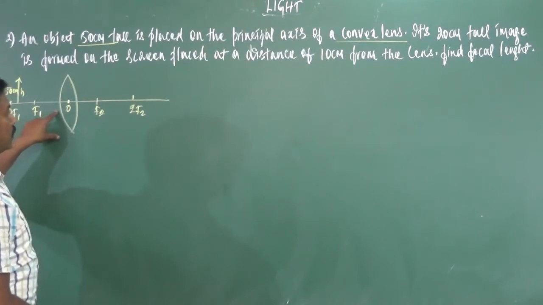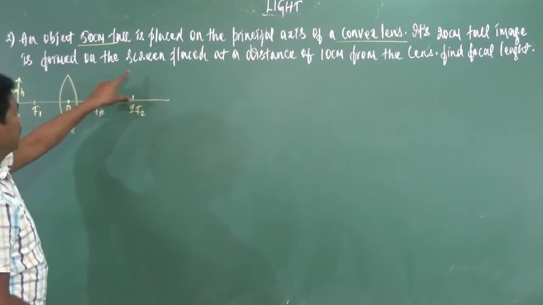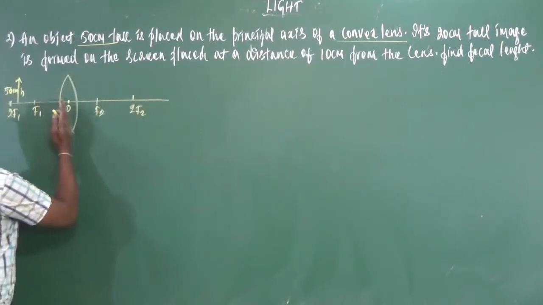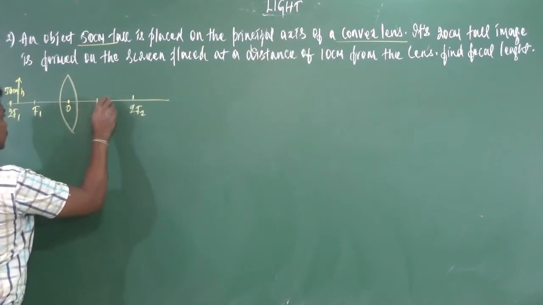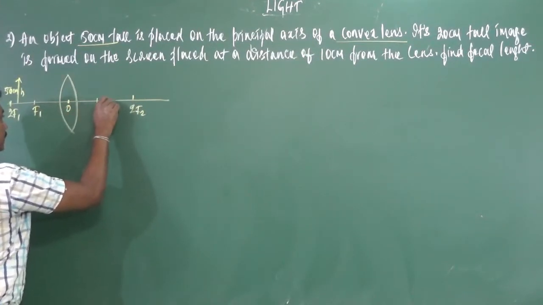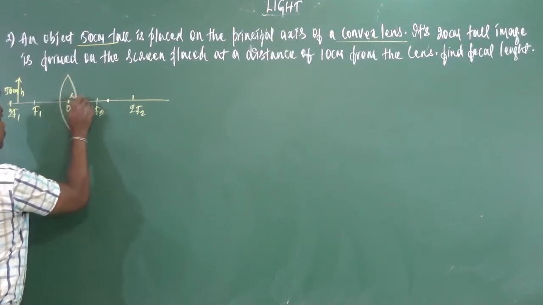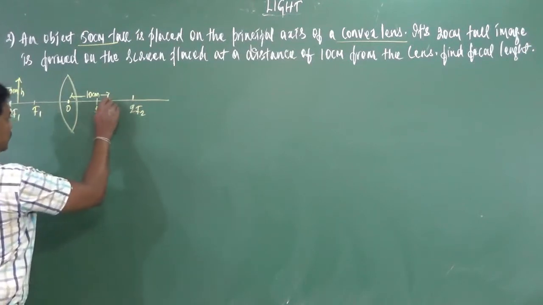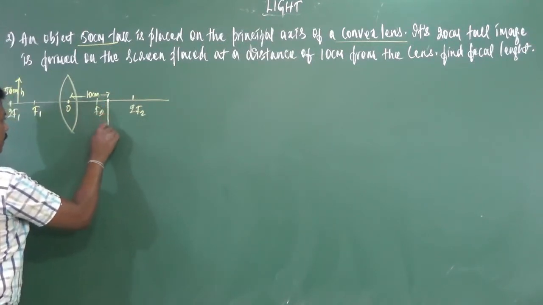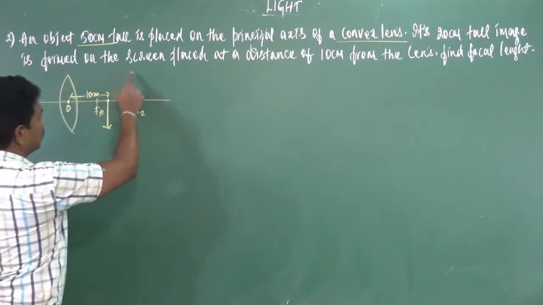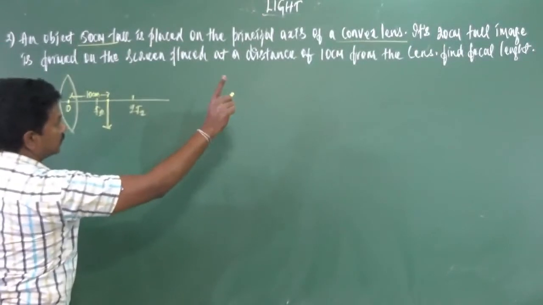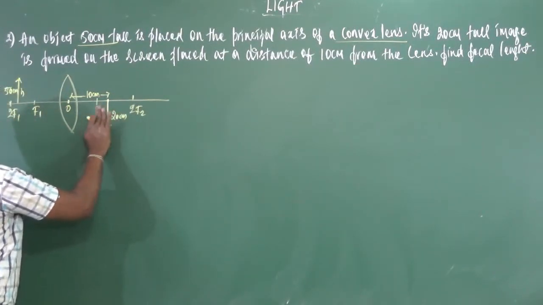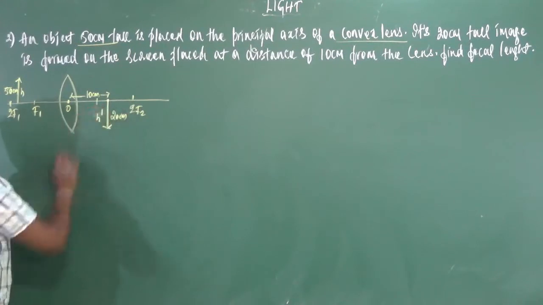Its 20 centimeter tall image is formed on the screen placed at a distance of 10 centimeter from the lens. So 10 centimeter from the lens is on the other side of the lens, maybe we will take it somewhere here. This distance is 10 centimeters, and the image is formed here. A 20 centimeter tall image is formed. So this is 20 centimeters, and this is h dash, what we have taken.